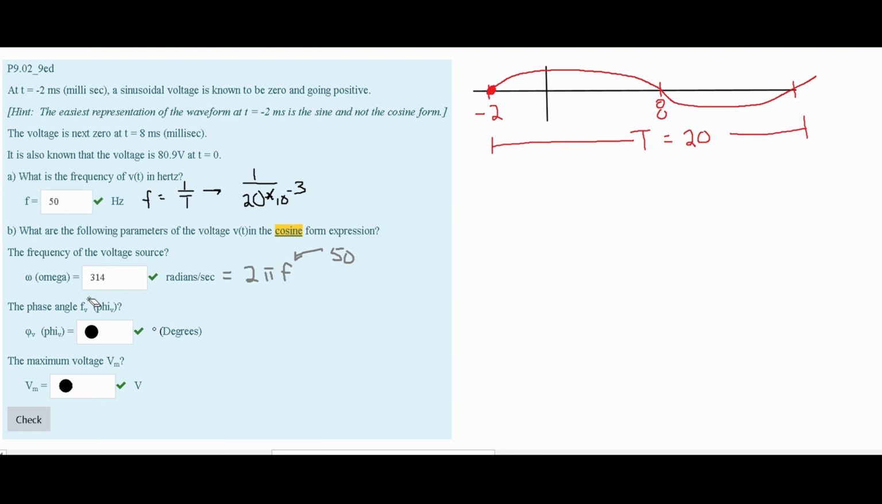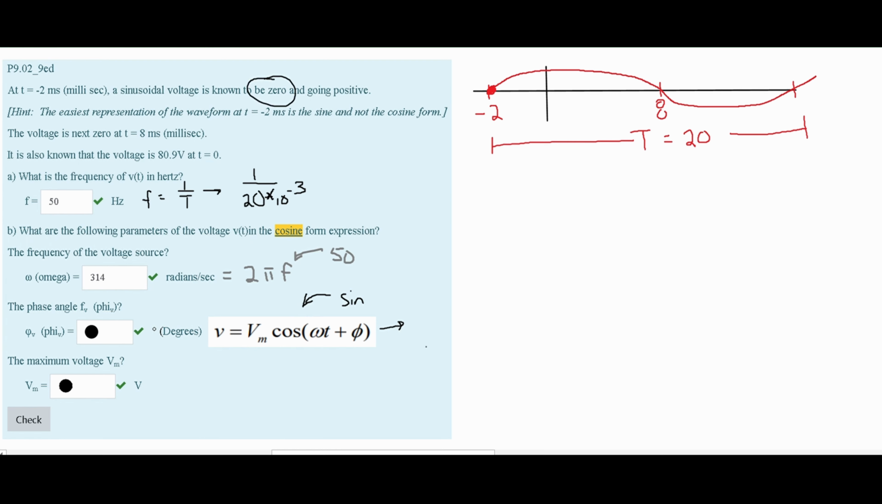Now we need to find the phase angle. To do this, we are going to use a formula that is also linked in the notes. It looks something like this: v equals Vmax cosine of omega t plus theta. From now on we use the cosine, because we want to solve in the cosine form expression. In writing this, we use negative 2 milliseconds, where the voltage is 0 and going positive. However, this is measured in sine, so we are going to replace this with a sine, and then come back and convert the sine back to cosine.